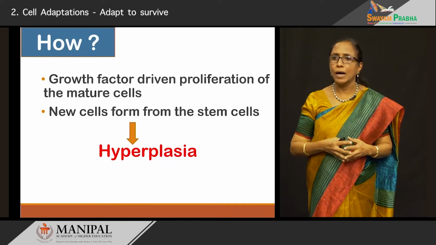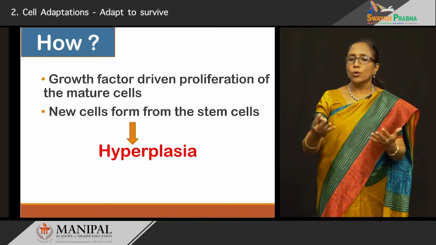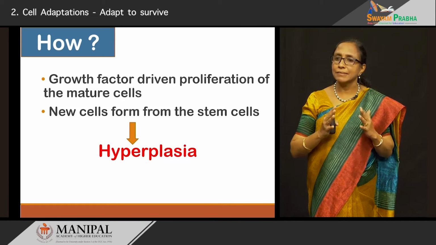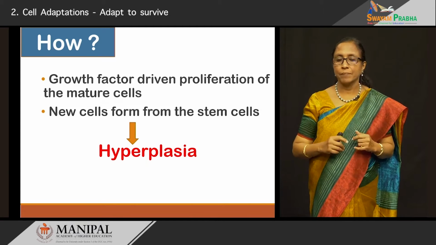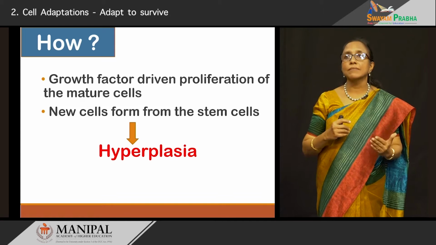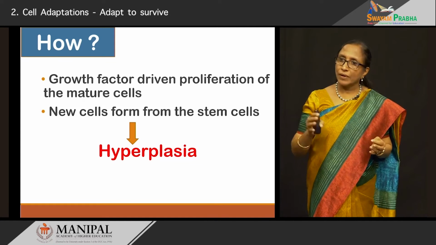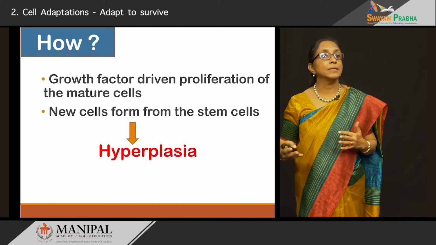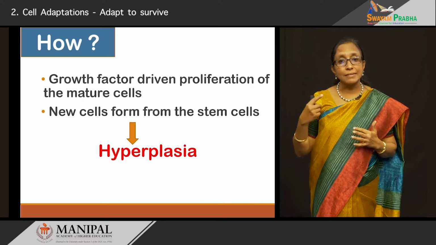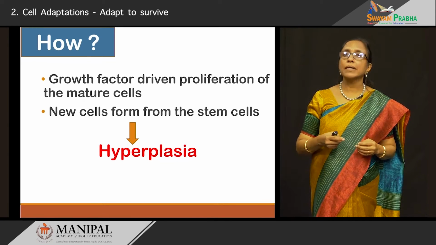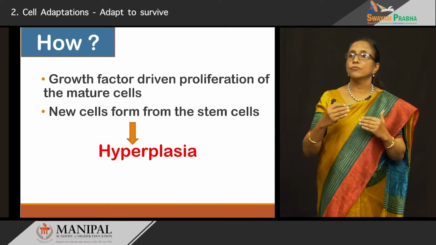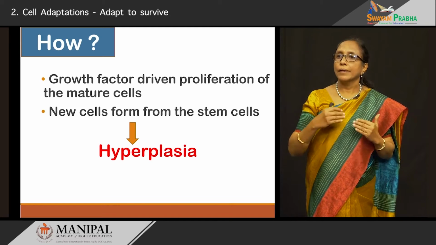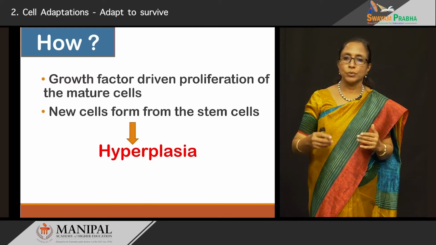Now, how does that happen? How does the tissue undergo hyperplasia? Again, be it the stress or the stimuli, there is an adaptation that is occurring, that is hyperplasia. It can be a growth factor driven proliferation of the cells. So, growth factors, hormones act on the cell and then the cell goes on increasing in number, that is, it is proliferating. Also, it can be that more new cells are being produced from the stem cells, so that again there is proliferation, there is mitosis and you have more cells being formed, the organ or the tissue increases in size, that is hyperplasia.